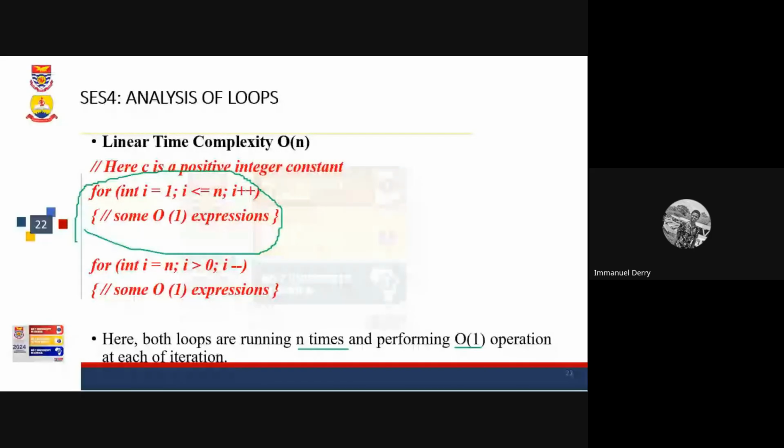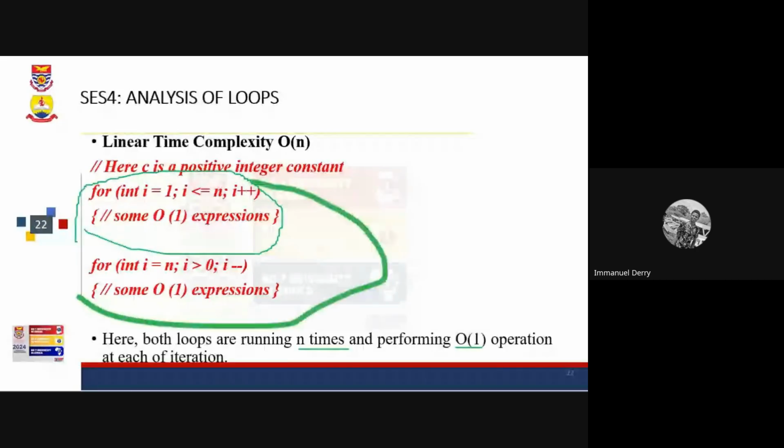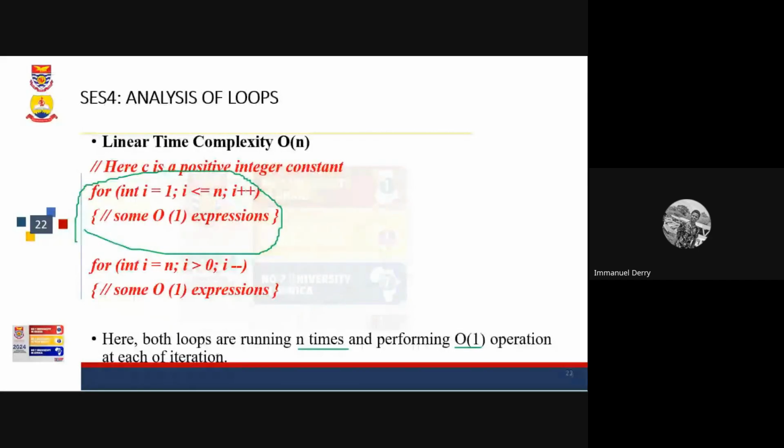Because I believe if you look at both for loops, there's no C in there. It is just N, and N is more or less an unknown value. Please, are we clear? Yeah, so back to my question.